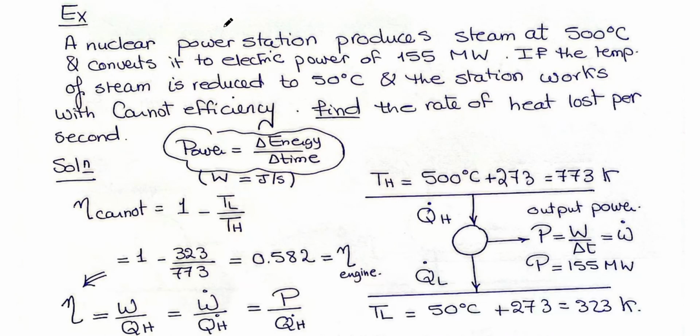An example on heat engines: a nuclear power station produces steam at 500 Celsius and converts it to electrical power of 155 megawatt. What is mentioned in this example is the output power. The power is calculated in watt, not in joules, because power is the rate of change of energy. So it's energy divided by time. Watt is joule per second. So take care if in the problem you are dealing with power, you are not dealing with energy. It's energy divided by time. If the temperature of the steam is reduced to 50 degrees and the station works with Carnot efficiency, find the rate of heat lost per second.